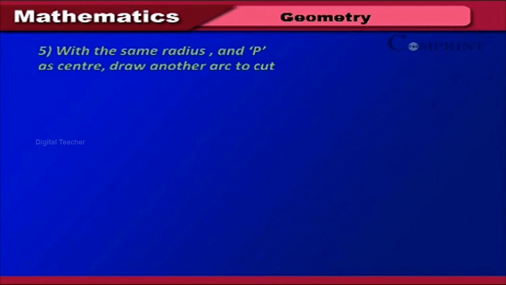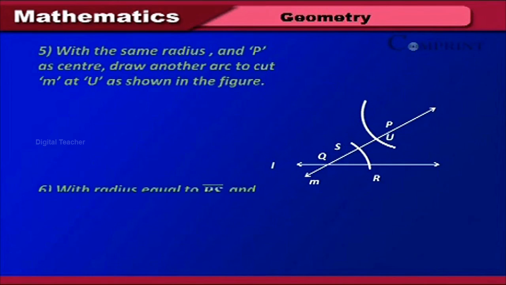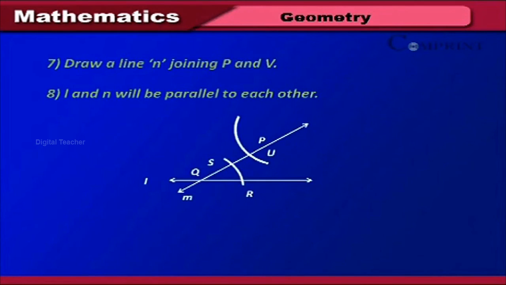5. With the same radius and P as center, draw another arc to cut M at U as shown in the figure. 6. With the radius equal to RS bar and with center U, draw another arc to cut the previous arc at V. 7. Draw a line N joining P and V. 8. L and N will be parallel to each other.